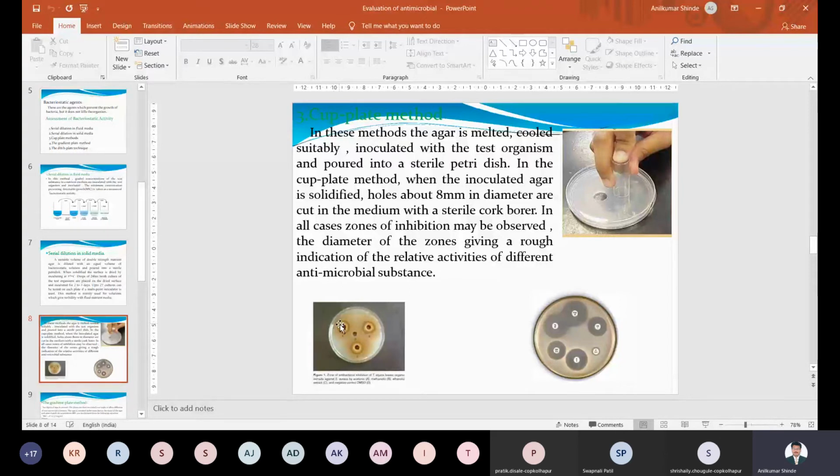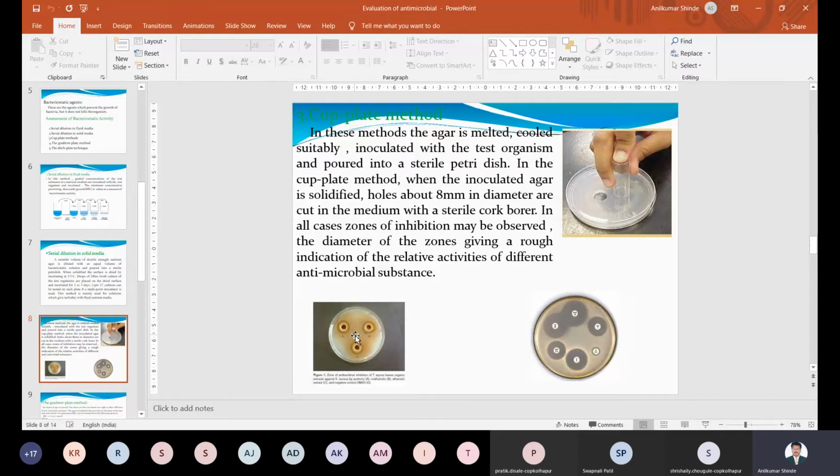This is the growth of the organisms, right? The growth of organisms means that the test solution has less ability to kill the organisms. Where there is no growth, it means at that concentration we can kill the organisms, right?